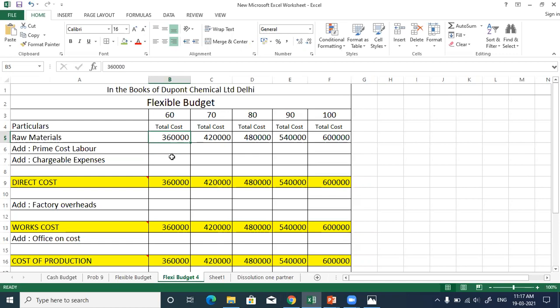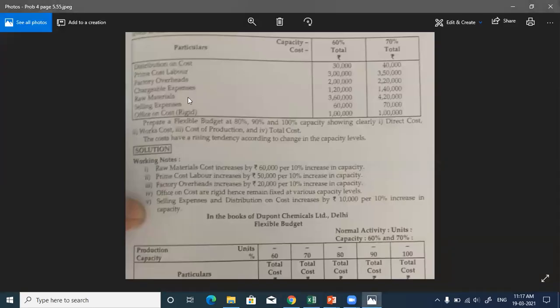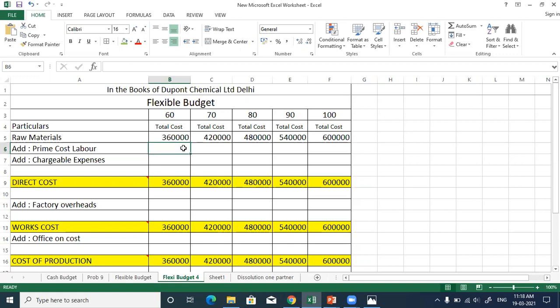त्यानंतर सेकंड आहे तुमचं प्राइम कॉस्ट लेबर. तुमची प्राइम कॉस्ट लेबरची या ठिकाणी 60%ला किती कॅपॅसिटी दिली? प्राइम कॉस्ट लेबर, येस, किती? 3 लाख आणि 3.5 लाख. 3 lakhs and 3,50,000. सो या ठिकाणी मी 3 lakhs and 3,50,000.